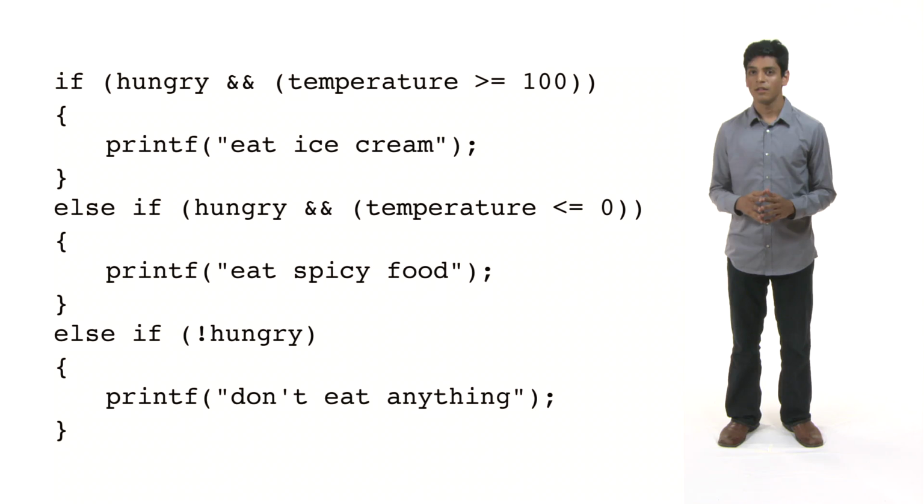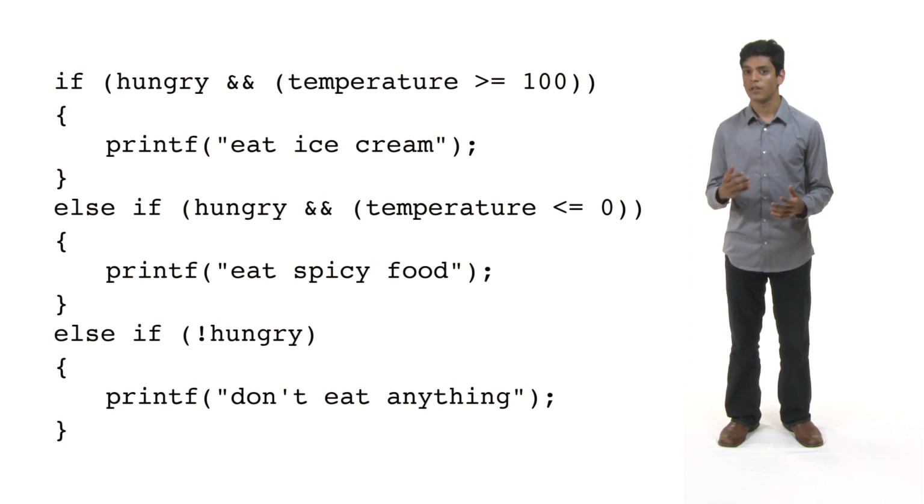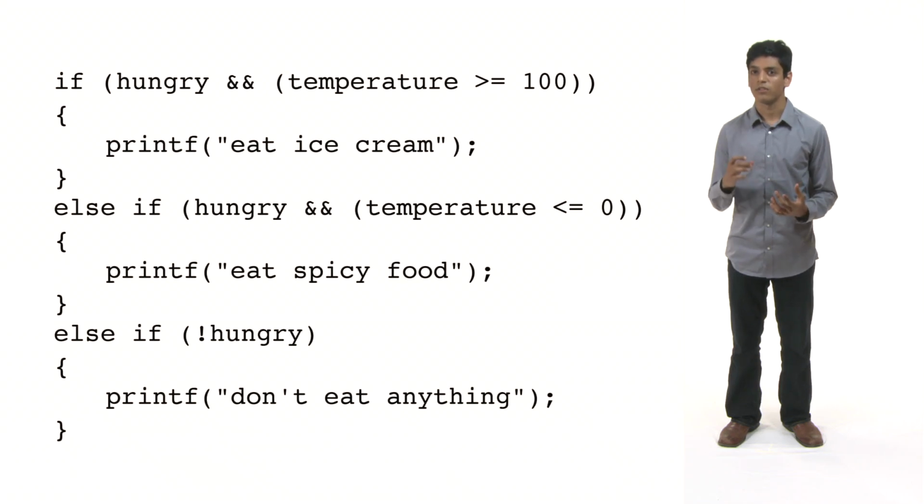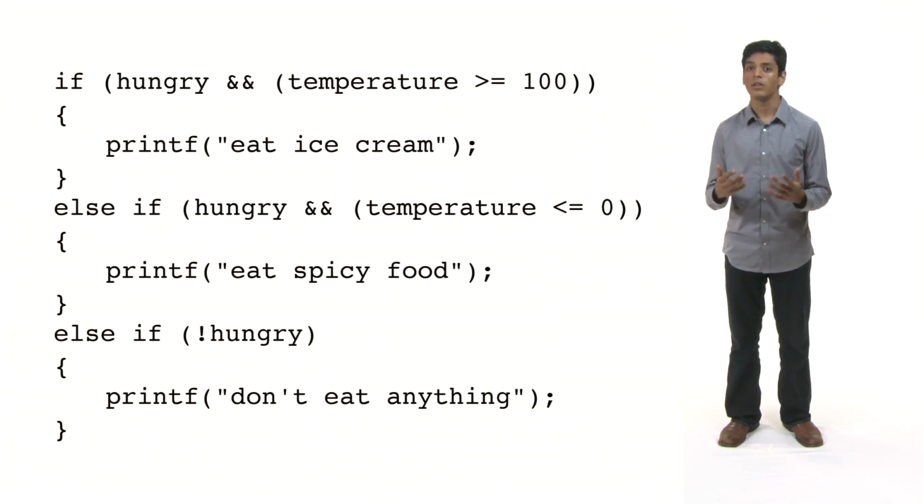Everything I've covered so far has been pretty abstract, so let's introduce these comparisons in one last concrete example. Suppose there are two variables, temperature and is hungry. Temperature is a floating point number, so it can have decimal places. You're programming a very simple application which tells someone what to eat depending on the temperature. If you're hungry and the temperature is greater than or equal to 100, you can print eat ice cream. Else if you're hungry and the temperature is less than or equal to 0, you can printf eat spicy food. Lastly, if you're not hungry at all, you can print don't eat anything.